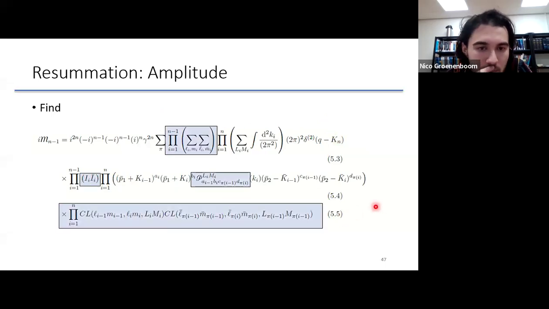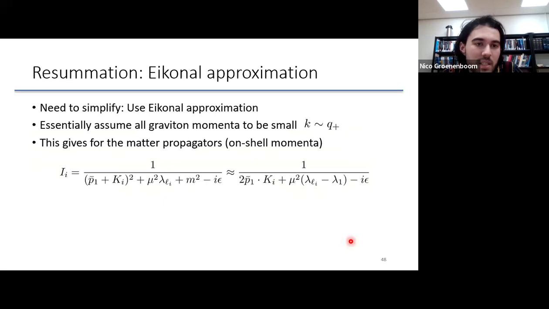And the question at hand that we want to solve is to do this resummation over all of the partial waves. So we want to resum over the LNM. And at this point, this is simply not possible because the LNMs are present in the scalar propagators. They're present in the coupling of the vertices and the graviton propagator, and they're present in the CL functions. So we need to do some simplification in order to proceed. And this simplification is again the Eikonal approximation that we also used before.